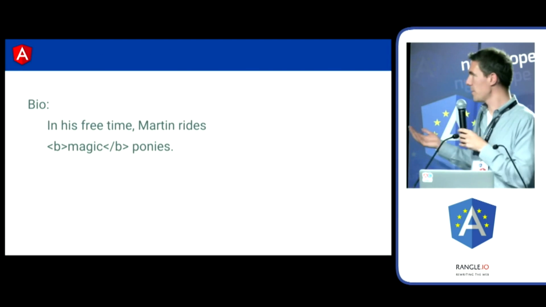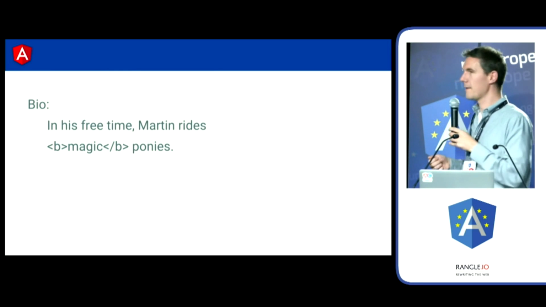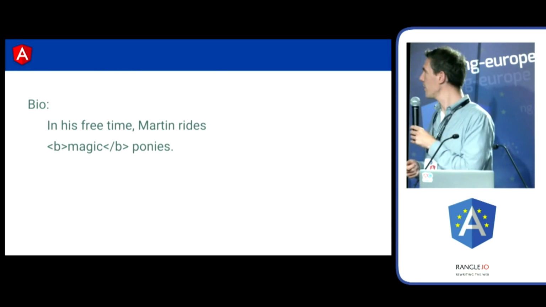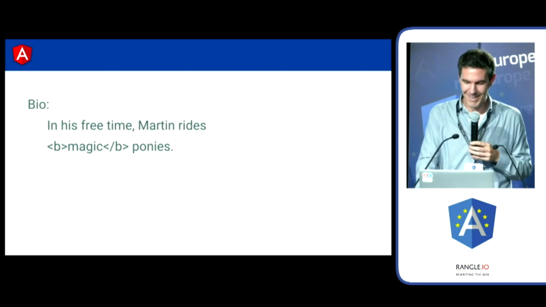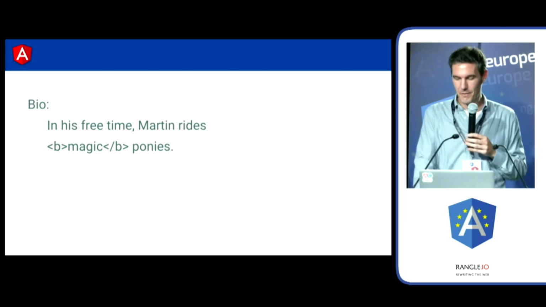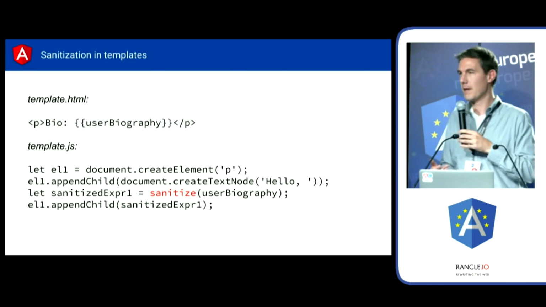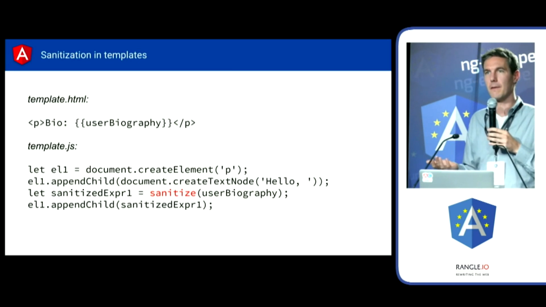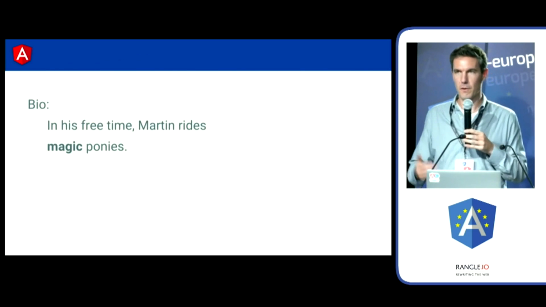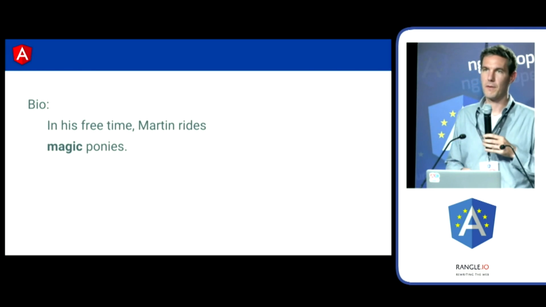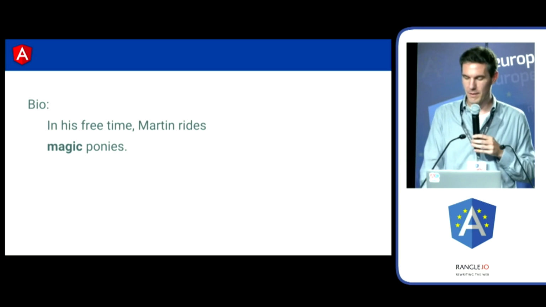So this will actually look like this. So in his free time, Martin writes angle B magic ponies, which is not actually what I do. I write actual ponies. So that's kind of not a very good solution. So a better solution is to have something called sanitize. Right? So you're not escaping the HTML, you're sanitizing the HTML. So this will actually make bold magic ponies and not just angle bracket B ponies.